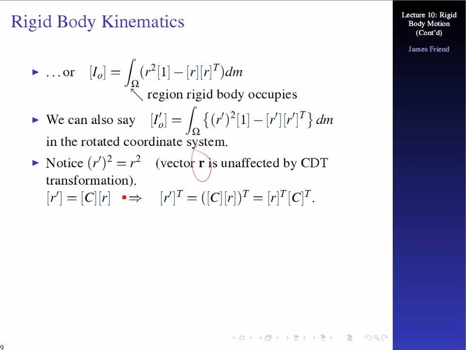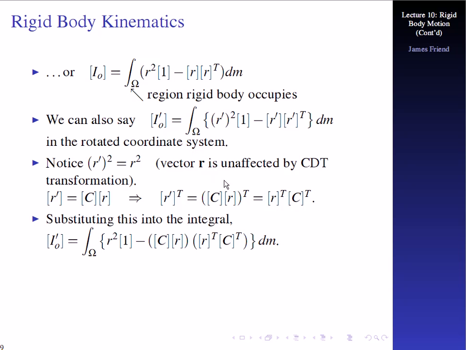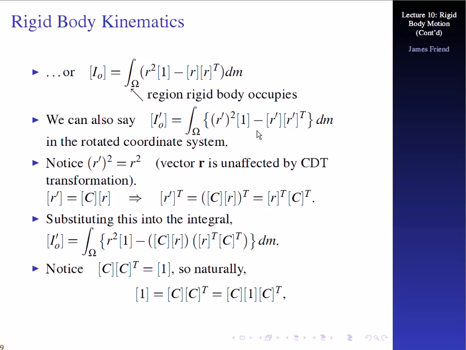Now, r prime is equal to c r, from our transformation matrix. And r prime transpose is equal to the quantity c r, transposed, and that's equal to r transpose c transpose. Remember, you have to switch the order of these if you want the transpose of the product of the two. And if you substitute this into the integral, then we have r squared times 1, that's the unit matrix, minus c r, where we've placed r prime here, and then r prime transpose, which is r transpose c transpose from this definition. And c c transpose is equal to 1.